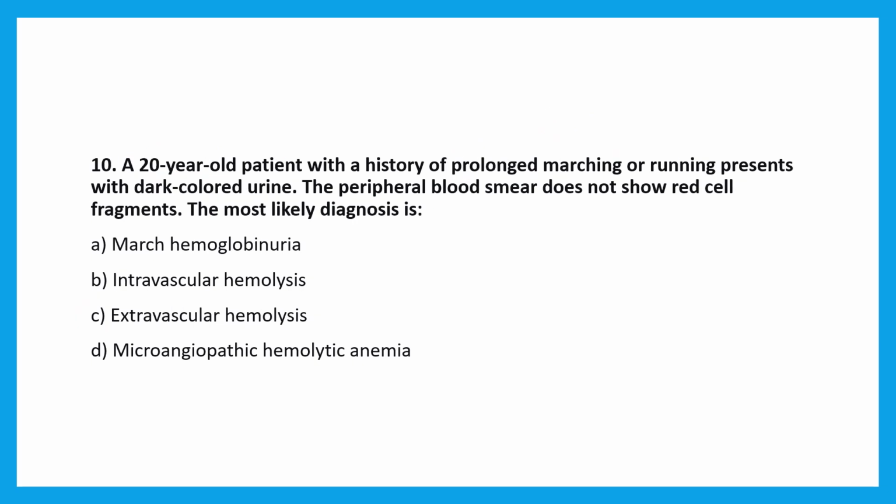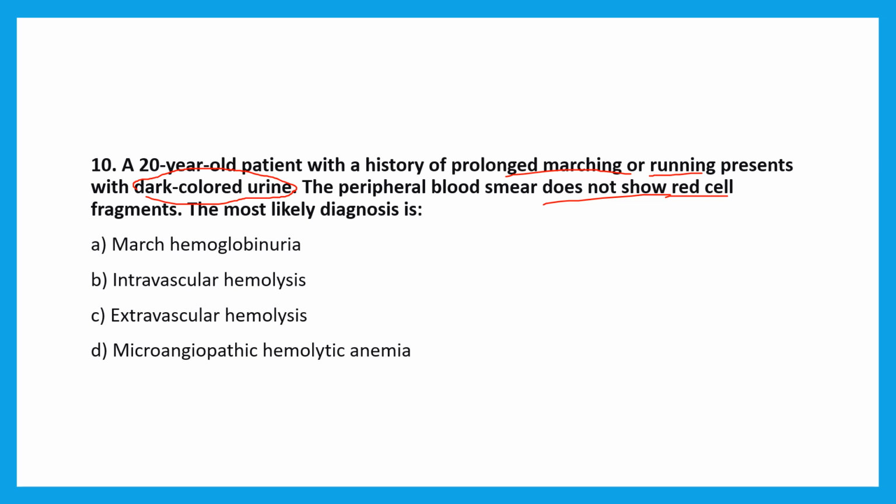Okay, question number 10. A 20-year-old patient with a history of prolonged marching or running presents with dark-colored urine. Keywords here. The peripheral blood smear does not show red cell fragments. This is also telling us something. What is the most likely diagnosis? A, march hemoglobinuria, B, intravascular hemolysis, C, extravascular hemolysis, and D, microangiopathic hemolytic anemia. Which one do you think is the correct answer?